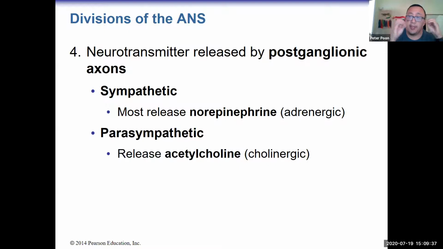Both sides go to the same organs. So the only way the organ can tell these two signals apart is the neurotransmitter that's released. The sympathetic will release norepinephrine, and the parasympathetic will release acetylcholine. There are some places where you release epinephrine, but mostly it's norepinephrine. And then the parasympathetic is acetylcholine.